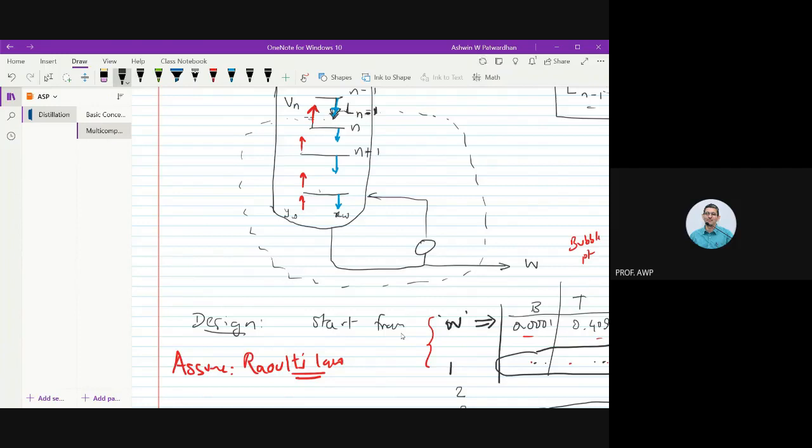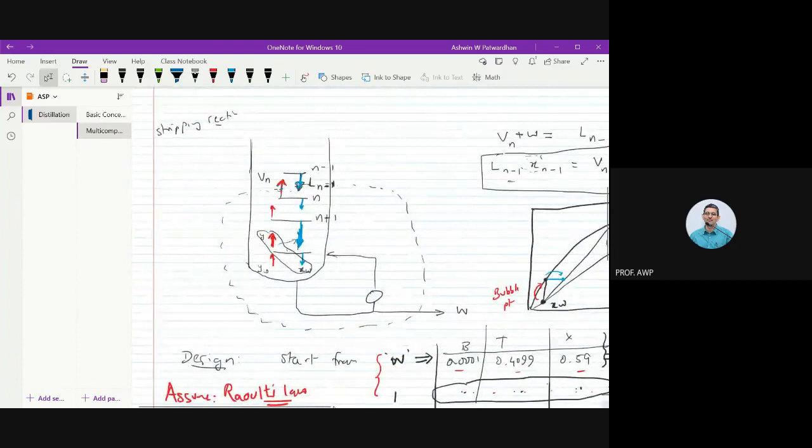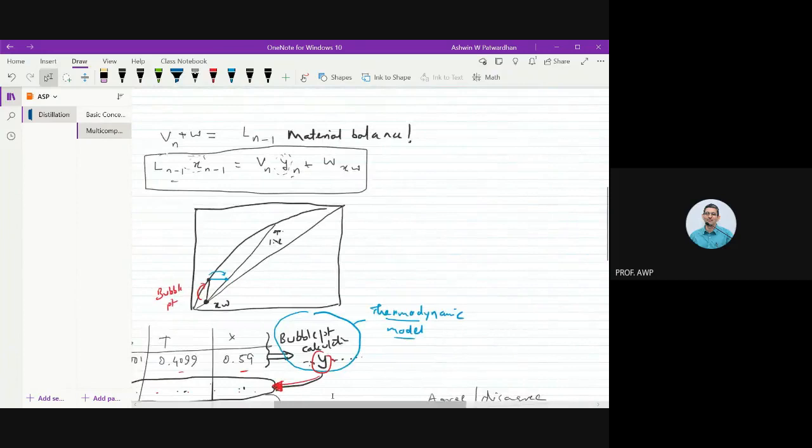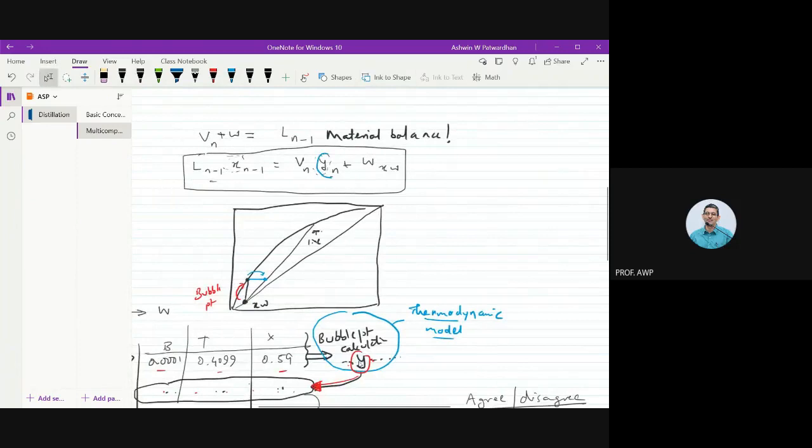Now, suppose we have calculated this Y, which is in equilibrium with this X. Now we are going to calculate this X by material balance. Remember, this Y and this X are related by material balance. What is the material balance? With this particular value of Y, we are going to calculate the value of X. This value of Y is here, and this value of X is what we are going to calculate.